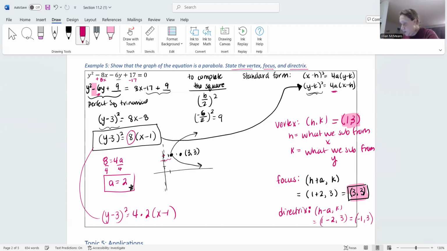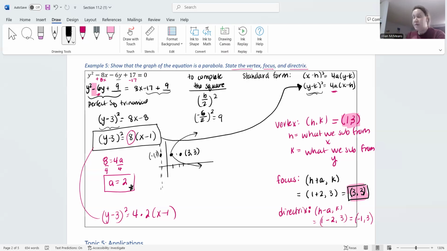Did I do that right? Where's my vertex? Yeah, so I was a little off here. My drawing is a little crappy. Let me fix my drawing. There. So my directrix is going to go through this point right here, which we know is (-1, 3).